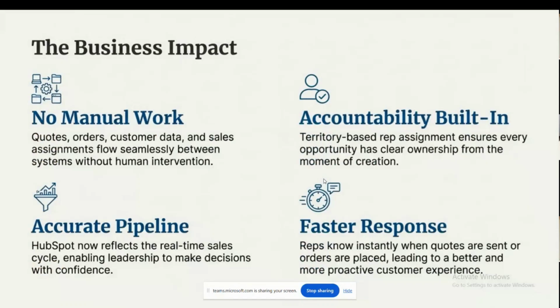So the business impact: no manual work, less stress, and accountability built in. Territory-based sales assignment ensures every opportunity has clear ownership from the moment of creation. So you can see an accurate pipeline in HubSpot and faster responses. Sales reps know instantly when codes are sent or orders are placed, leading to better and more proactive customer experiences.